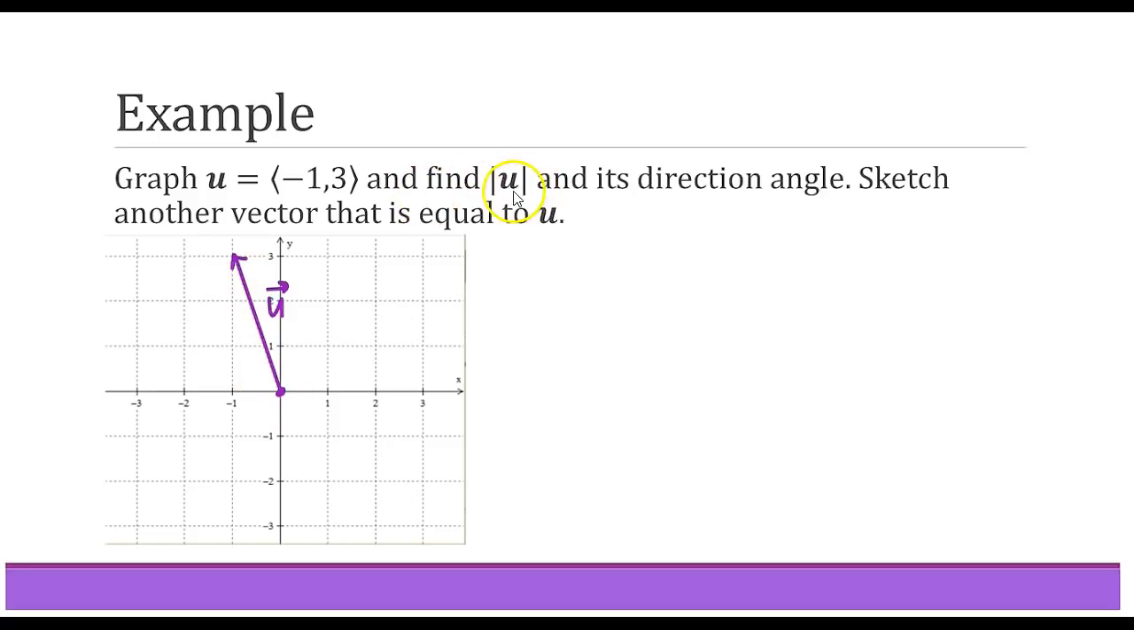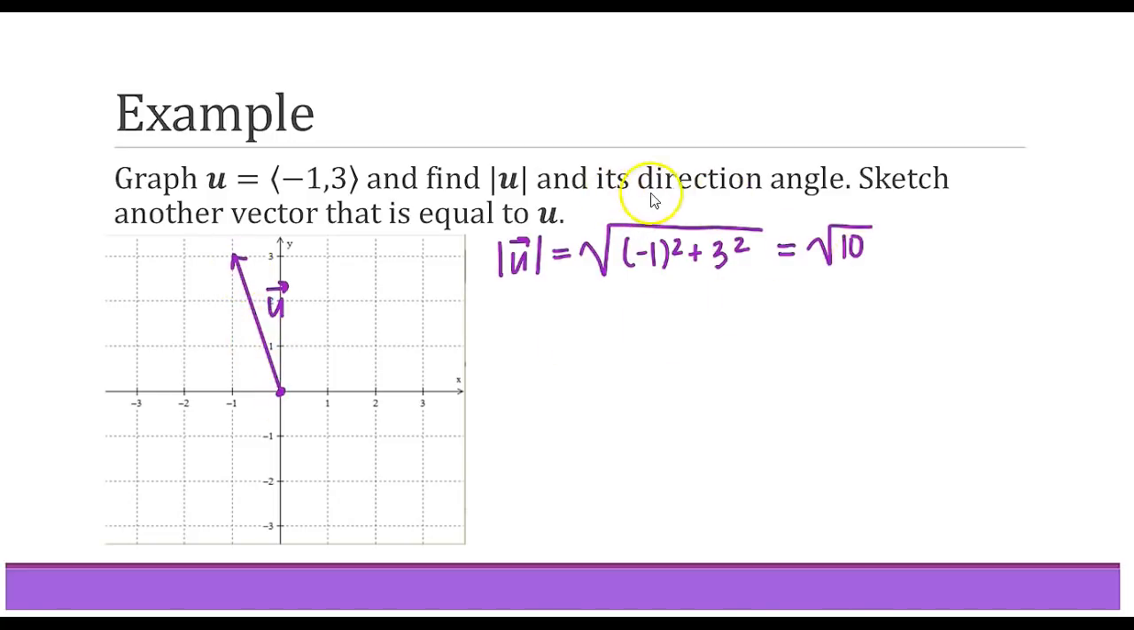So find the magnitude of u. The magnitude of u has a formula: it is the square root of each of the components squared. So each of these parts here squared. We're going to have negative 1 squared plus 3 squared, or just 1 plus 9, so we're going to have the square root of 10. So the length of this vector is the square root of 10.